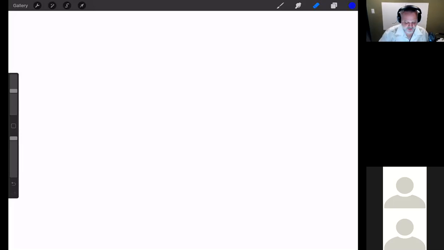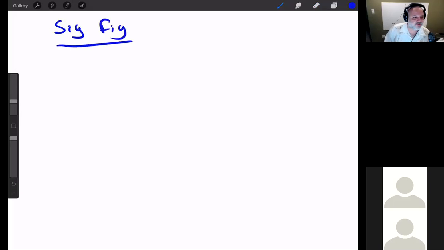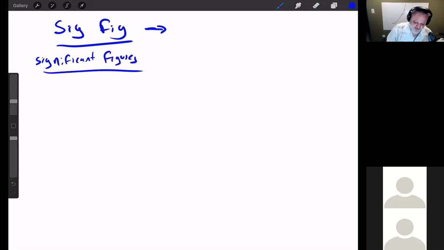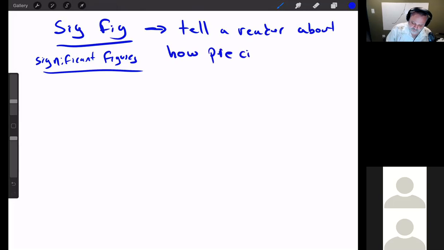All right, and so let's start off this conversation. And I don't think we'll get through the whole thing. We'll start off with sig figs before we get further. Sig figs means significant figures. And significant figures, they tell a reader about how precise a measurement is.